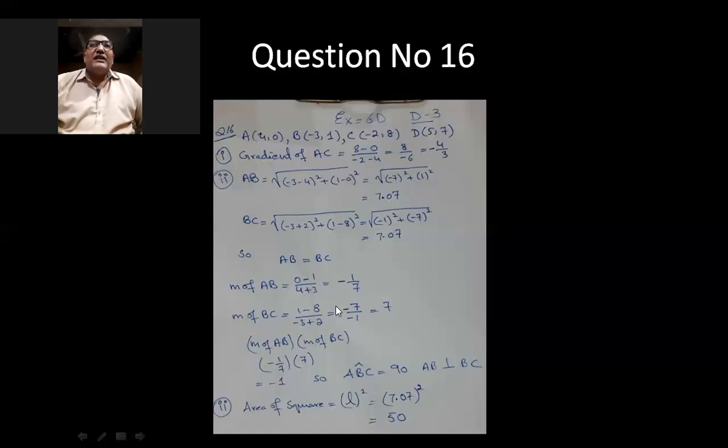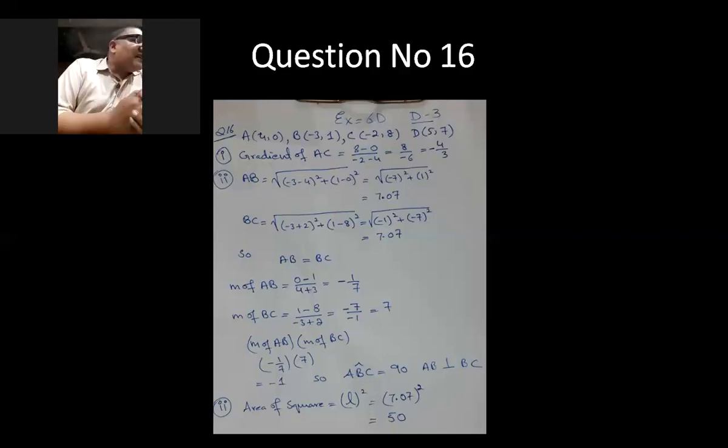So when you multiply the gradient of these two lines, m of AB and m of BC, you see you get the product is -1. If the product of the gradients of the AB and the BC is equal to -1, that shows that the AB is perpendicular to BC, which means that the angle ABC is 90 degrees. So this is how you prove that the AB and the BC are equal and the angle ABC is 90 degrees. Hopefully you have understood.